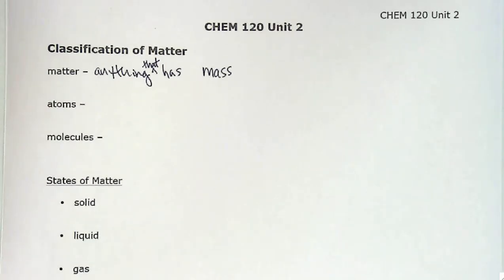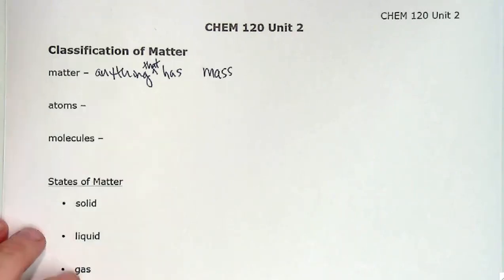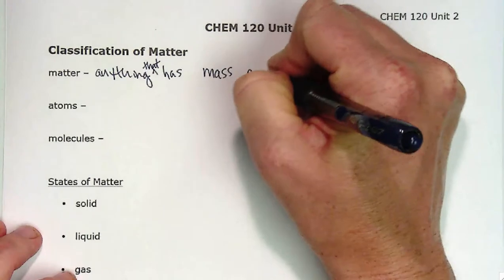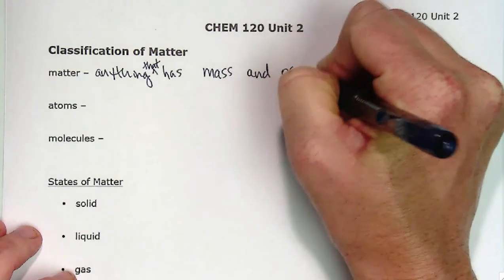Welcome to Unit 2. We're going to talk about matter and its classification. You can see I already started writing on this before I started recording. Anyways, matter is important in chemistry. We talk a lot about its characteristics, and so we're going to learn about that in this lecture. So matter is anything that has mass and occupies space.